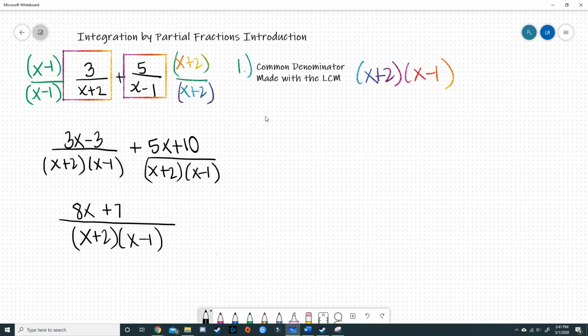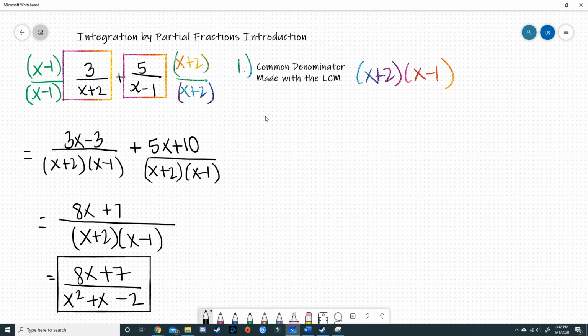Our numerator is in standard form, so let's go ahead and get our denominator in standard form. And so we're going to have 8x plus 7 over, well, when I FOIL this out, I'm going to get x squared plus x minus 2. And there we have it. We have added those two fractions together. So we had to find our common denominator, and then we had to multiply each side by a clever version of 1, and then we simplified.